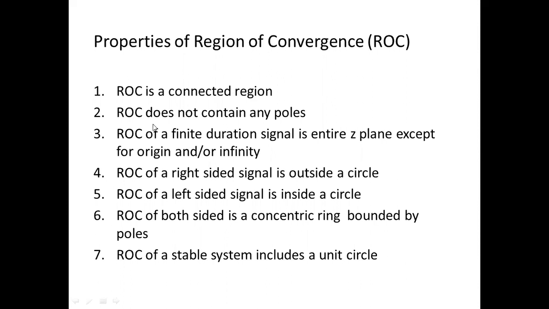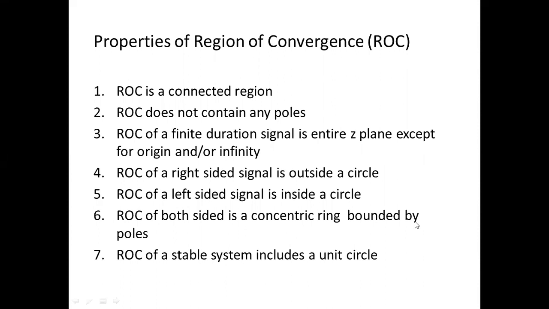The second one: ROC does not contain any poles. ROC means the region of convergence. That means in the ROC, your X of z, the z transform, has to give you a finite value. That's what ROC is. Whereas the very definition of a pole is that poles are those values which make X of z go to infinity. So poles actually will form the boundaries of the ROC, and they never lie inside the ROC itself, right?